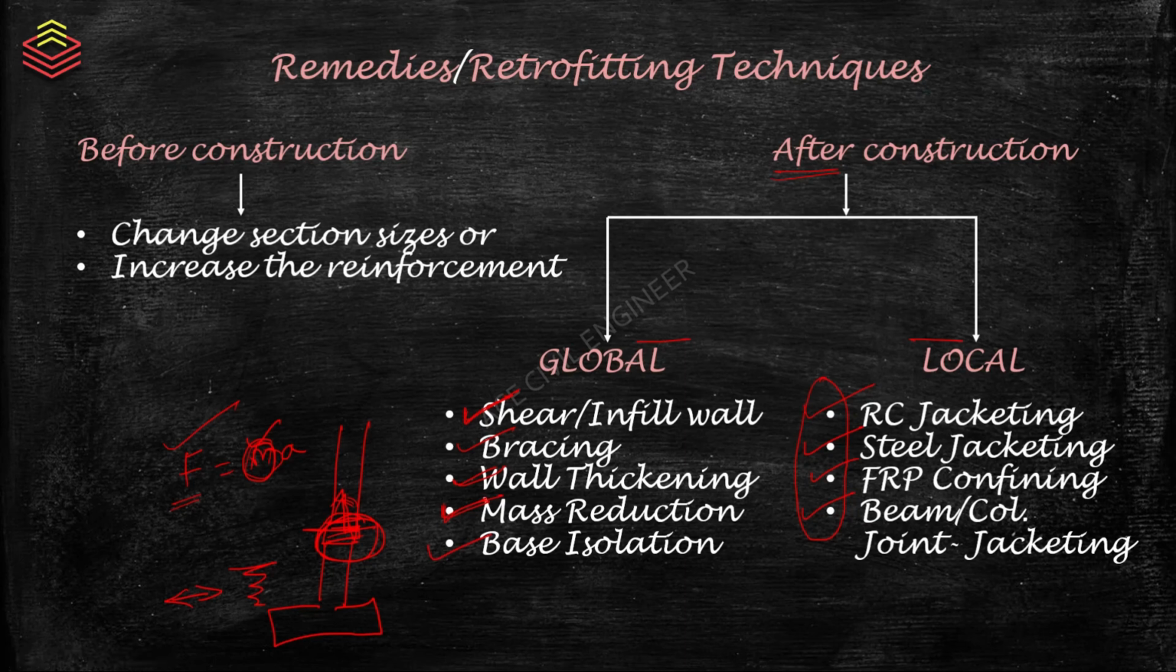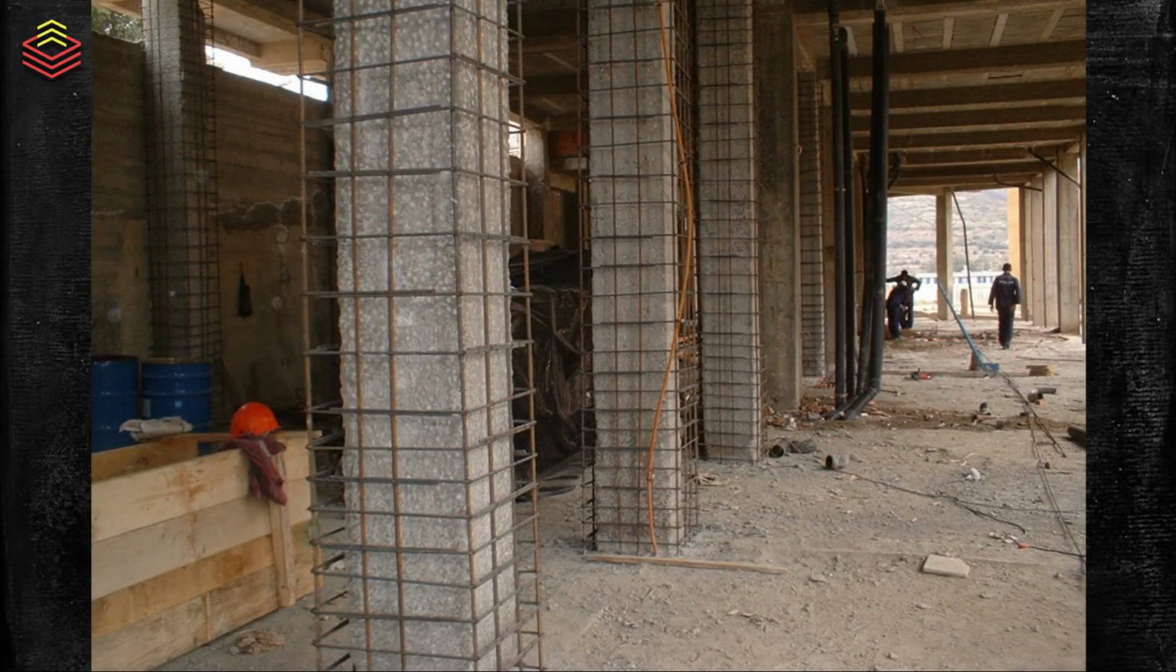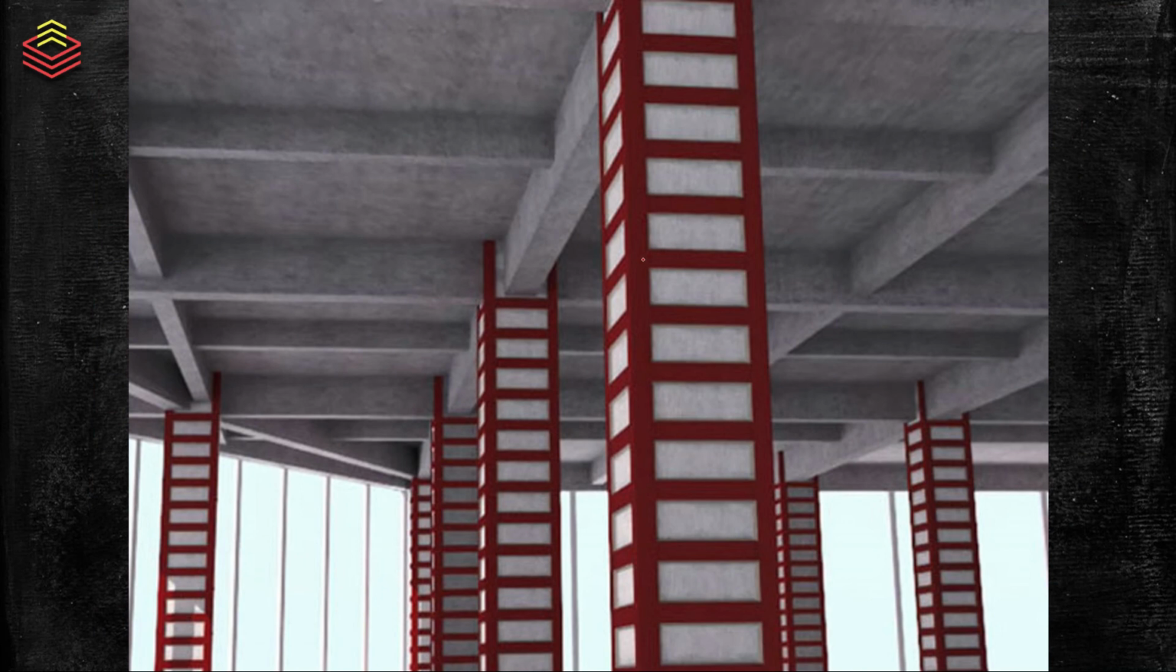Now let us see some pictures of the RC jacketing, steel jacketing and FRP confining jacketing. So this is RC jacketing. These are the existing columns. Here is the existing column, and all round we are going to provide some stirrups and main rebar like this, and later we provide the formwork, and concrete or grouting is poured within the shuttering.